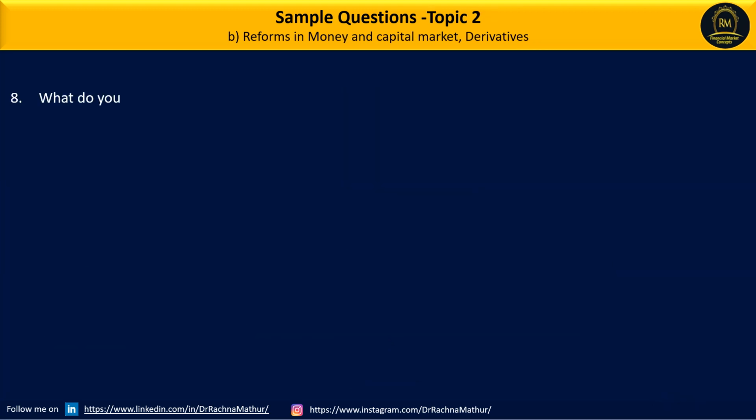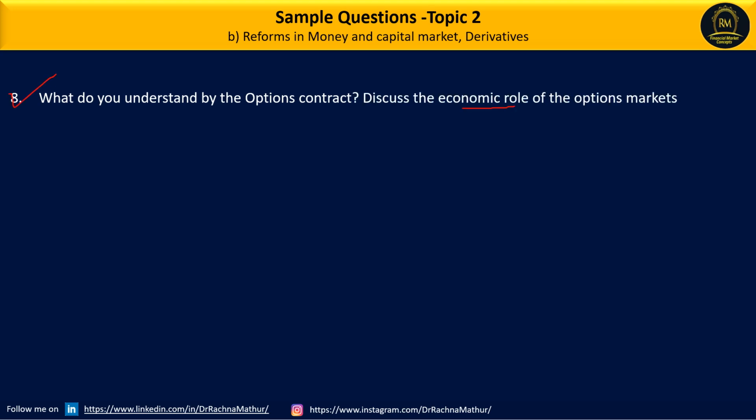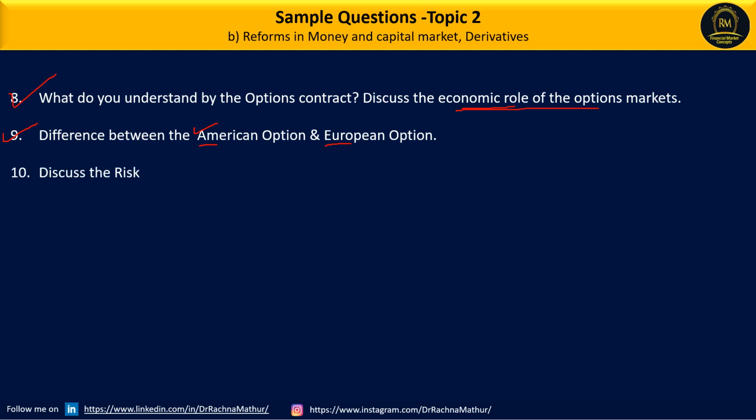So next is, what do you understand by option contract? Discuss the economic role of options market. What is the difference between American option and European option? So this you can get in the reading. American options are the options which are exercised anytime on or before the expiration date, and European options are exercised only on the expiration date. Remember it. Discuss the risk and return characteristics of the option.